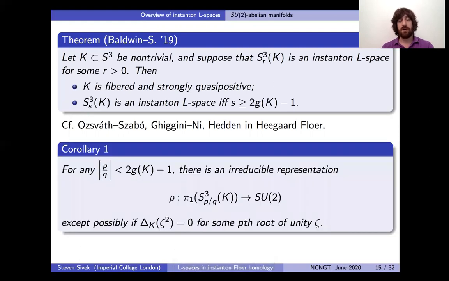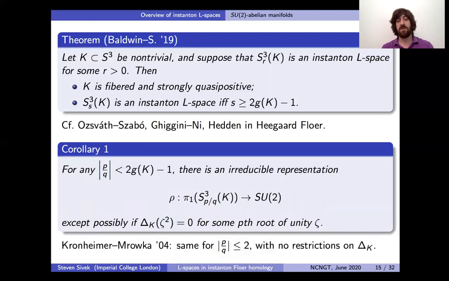So here's a corollary. If you have a knot K and you take any slope p/q of absolute value less than twice the genus minus 1, then π1 of p/q surgery on K always admits an irreducible representation into SU(2), except possibly if this cyclic finiteness condition fails. So if some pth root of unity satisfies that the Alexander polynomial at that root squared is 0. And this is, in some sense, a big generalization of a theorem of Kronheimer and Mrowka from 2004.